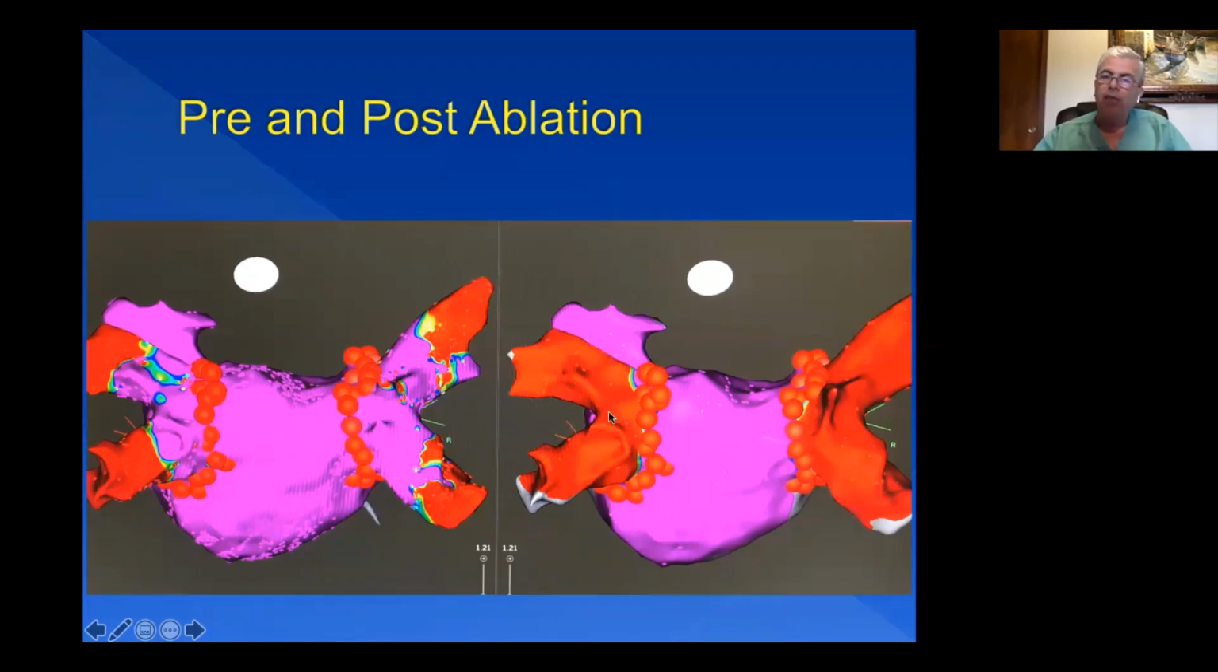I go in and record the voltage here. Guess what I get? Nothing. So now I turn this purple to red. Once again, this is not expected and has not been shown to affect the activity or the function of that atrium. But this is a good example. This is a recent patient.